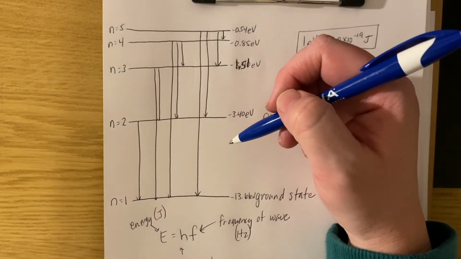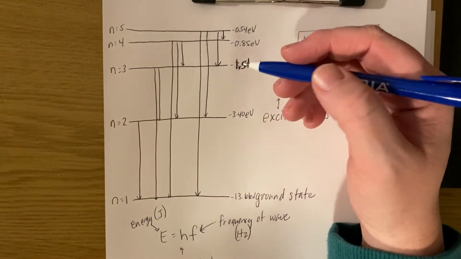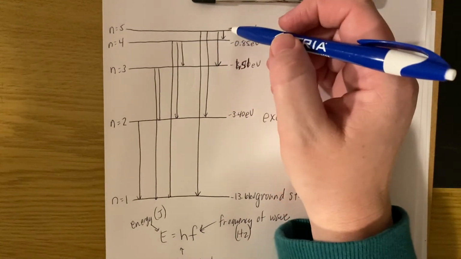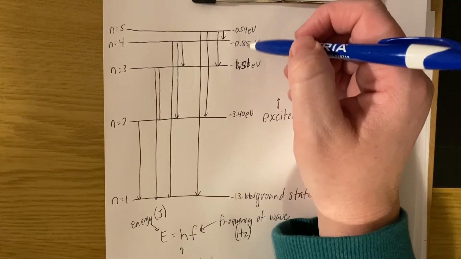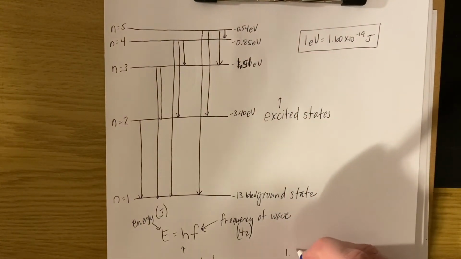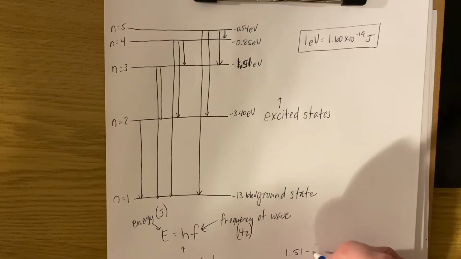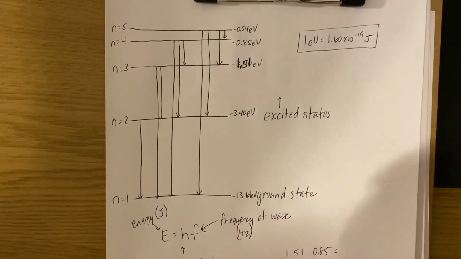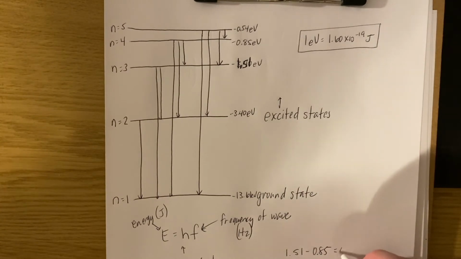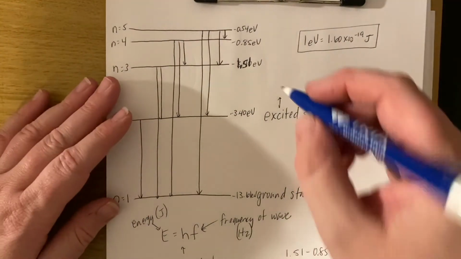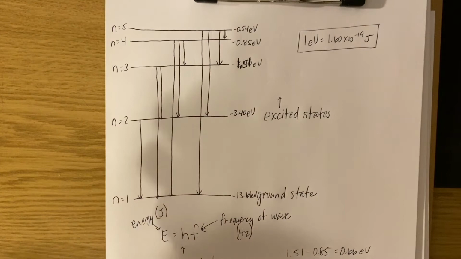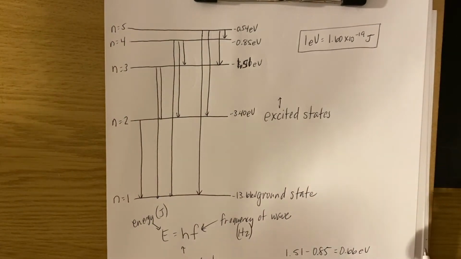And so let's take a look at what we have here. We have this drop, and let's say we're going from 4 to 3. So we'll look at the difference in the values here. We'll take 1.51 minus the 0.85. When you do that, you get 0.66 electron volts released. And in this situation, because we're going from a higher level to a lower level, it lets us know that we're releasing that energy in the form of the electromagnetic wave.